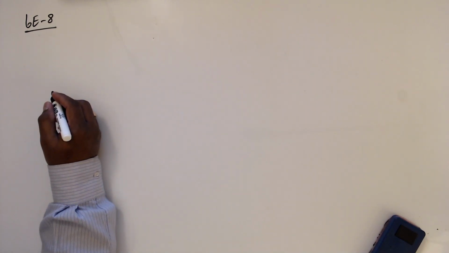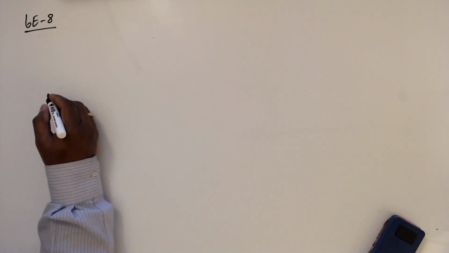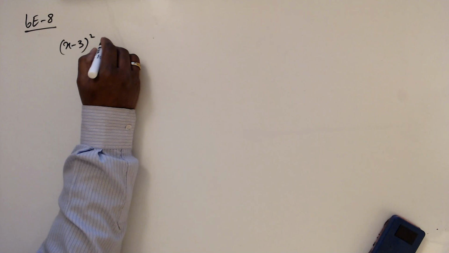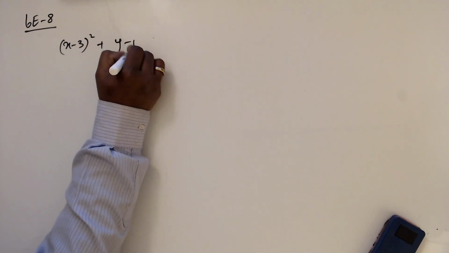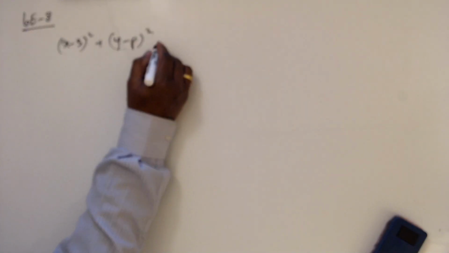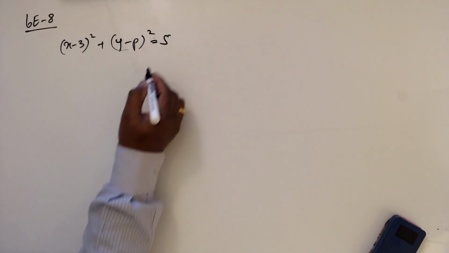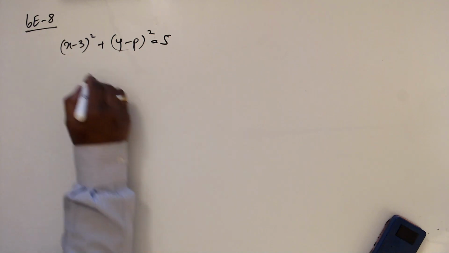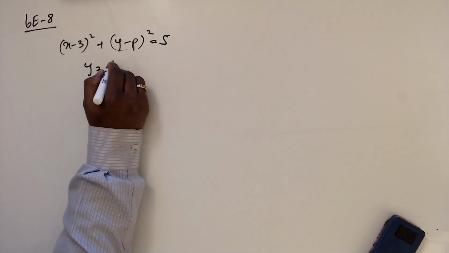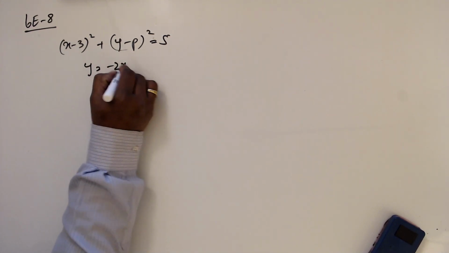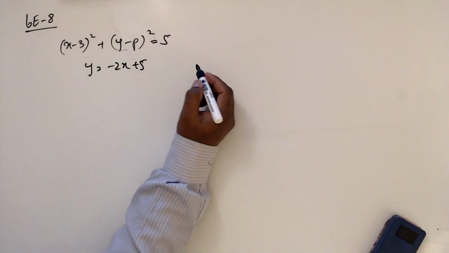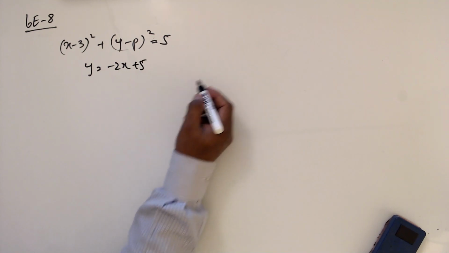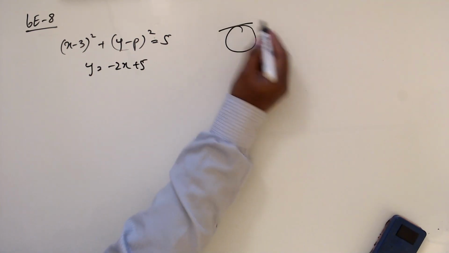Question number 8. The line, this is the circle (x - 3)² + (y - p)² = 5, and this line y = -2x + 5 is a tangent to the circle. So this is tangent to the circle.